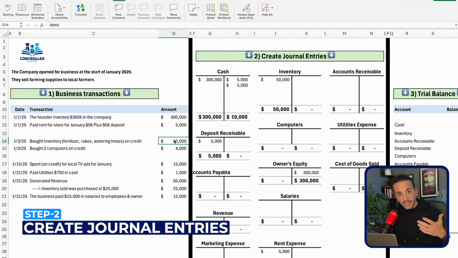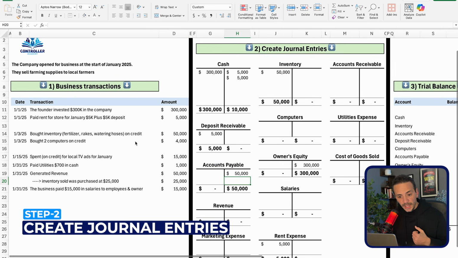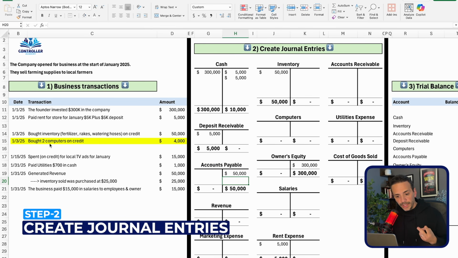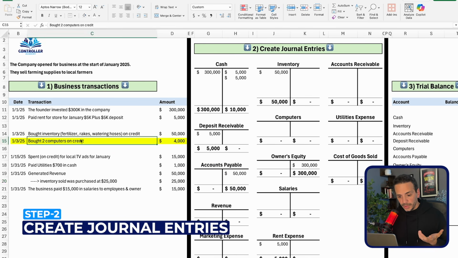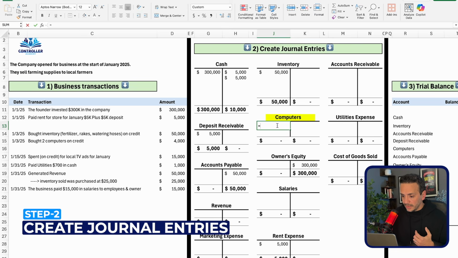Accounts payable, because now you get an invoice and you will pay it in the future. So we will credit accounts payable for the $50,000. Okay, great. We bought 2 computers on credit. So that's computers, $4,000. Computers are an asset. So we will create an account for computers and say debit for $4,000 to increase that asset. And we bought it on credit. So we're going to increase our accounts payable by the $4,000. That is a credit. Okay, we're doing great.